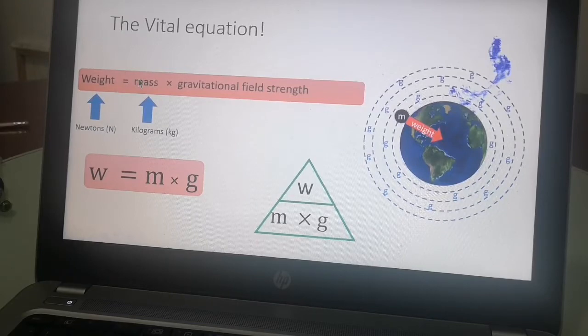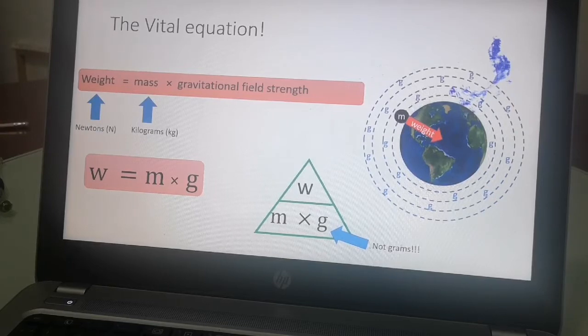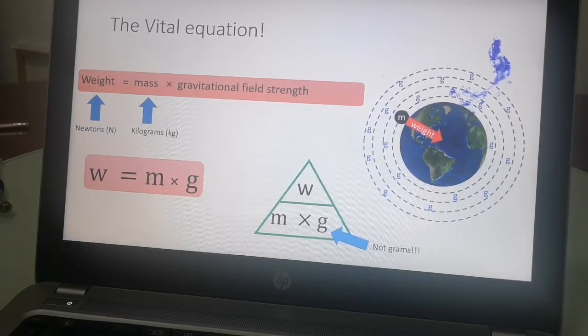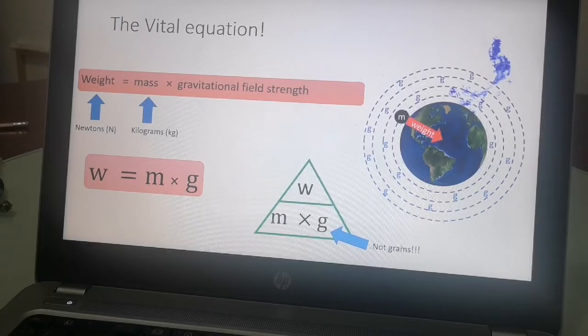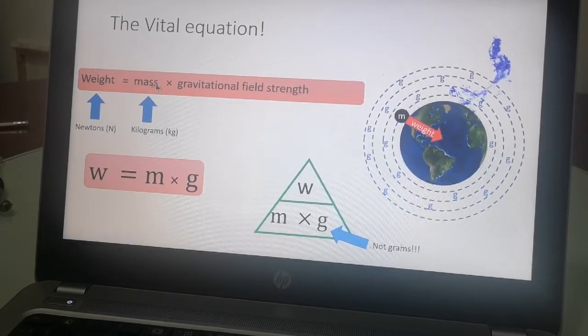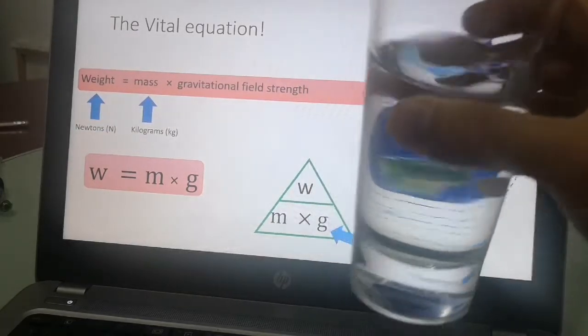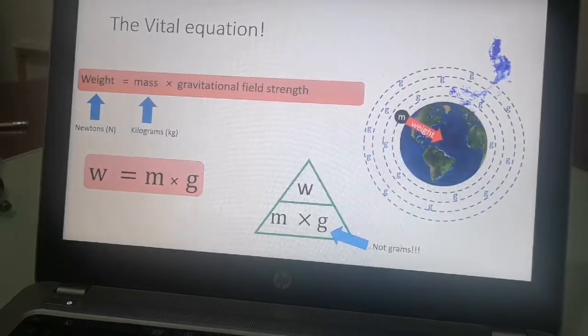So next time someone asks, what is your weight? You can say, my mass is 80 kilograms. Times it by, I don't know what gravity is. Well, you do now, because I'm about to tell you. Gravity is just on Earth about 10. So you times your mass by 10, you'll find your weight. This works for any mass, not just you. You can find the weight of this water, the weight of anything.